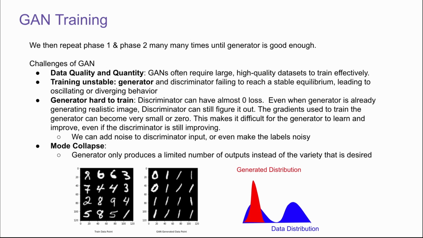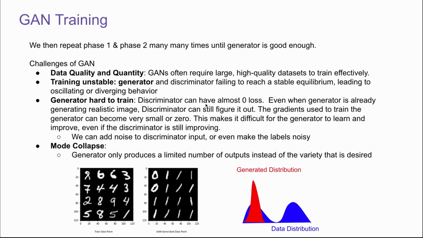So it sounds pretty simple, but there are actually many challenges in GANs. First, the data quality and quantity. GANs often require high quality and very large datasets to train effectively, and the training is actually pretty unstable. The generator and discriminator fail to reach a stable equilibrium, leading to oscillating or diverging behavior. And the generator is especially hard to train.